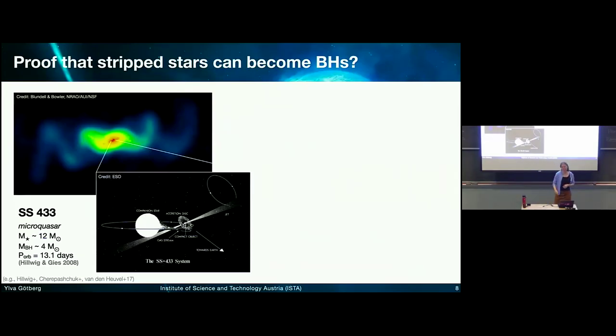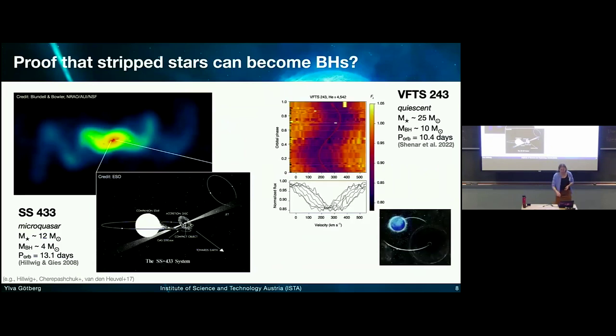So for that orbit to be so short, you must have had interaction before, or a very favorable black hole kick, I would say. There is another example. This is quiescent, completely different from a wavelength point of view, flux point of view. This is a quiescent black hole that Tomer found, where the black hole has 10 solar mass and the star has 25. And this is also a short period binary and circular.